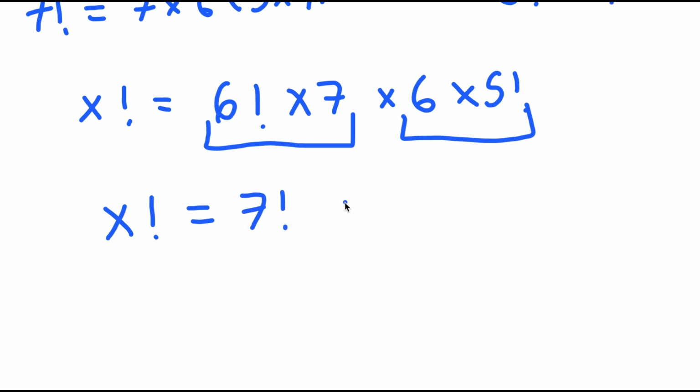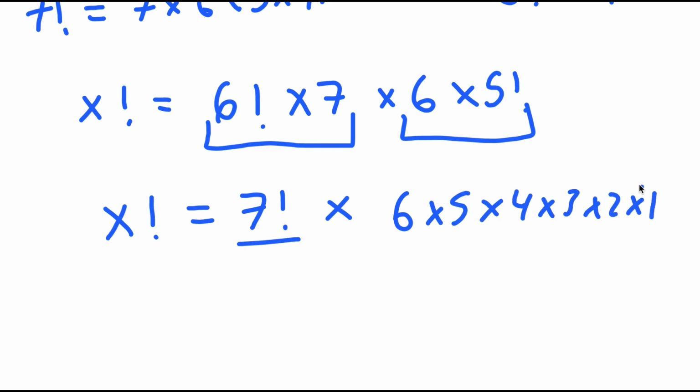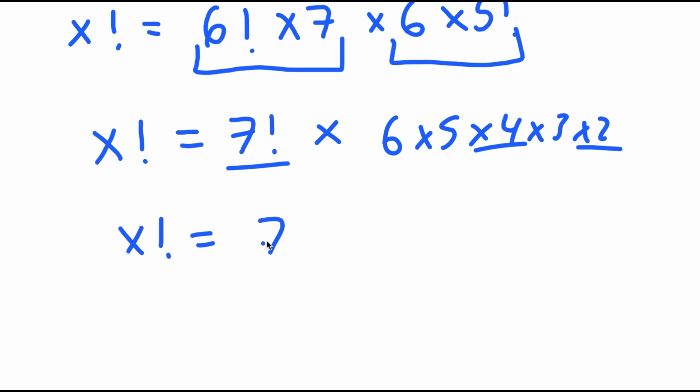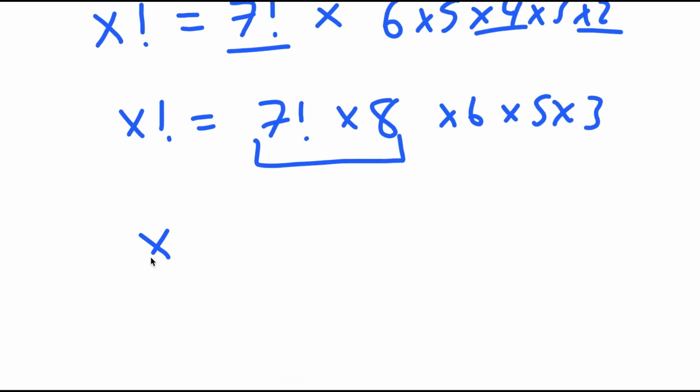We have 7 factorial, and to make 7 factorial equal to 8 factorial, we have to multiply it by 8, right? Well, we can get that 8 from 6 times 5 factorial, which is 6 factorial. So again, 6 factorial is 6 times 5 times 4 times 3 times 2 times 1. We can just ignore the times 1. It doesn't really make a difference. And 4 times 2 here is 8. So I have 7 factorial times 8 times 6 times 5 times 3. And 7 factorial times 8 is 8 factorial. So now I have x factorial is equal to 8 factorial times 6 times 5 times 3.